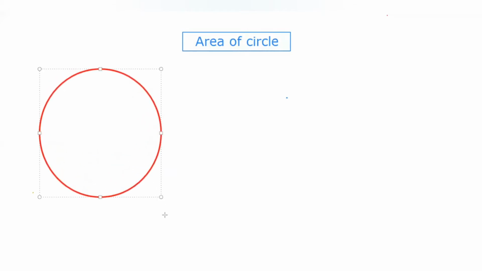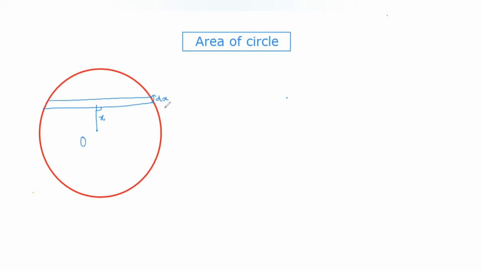Now let me consider a circle. This circle has center as O and radius is R. Now moving x distance upwards from the center, let me consider a chord like this. Now again moving a very small distance upwards, which is dx, let me consider another chord.